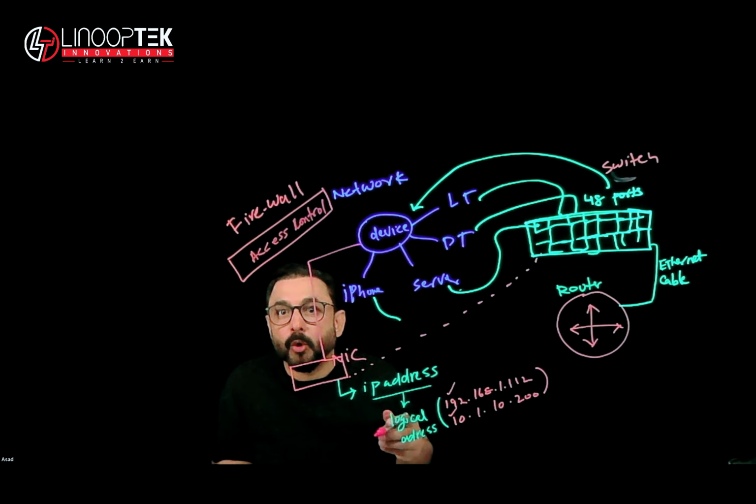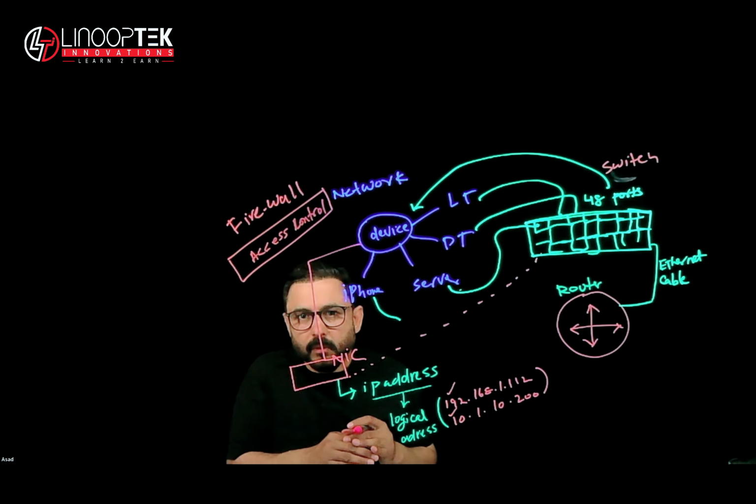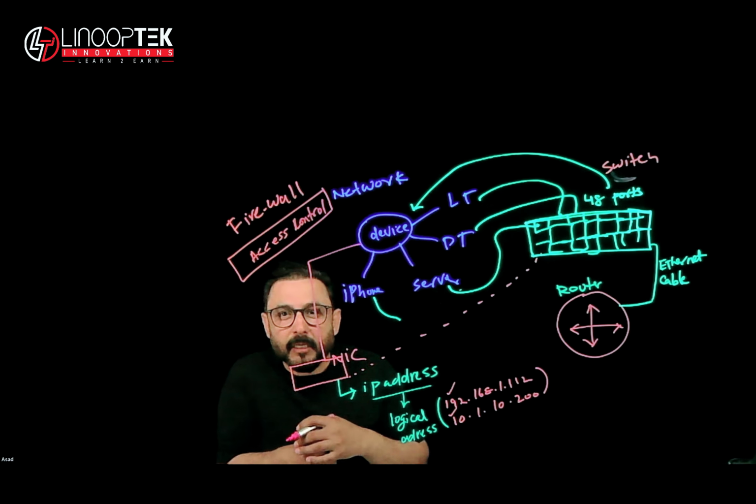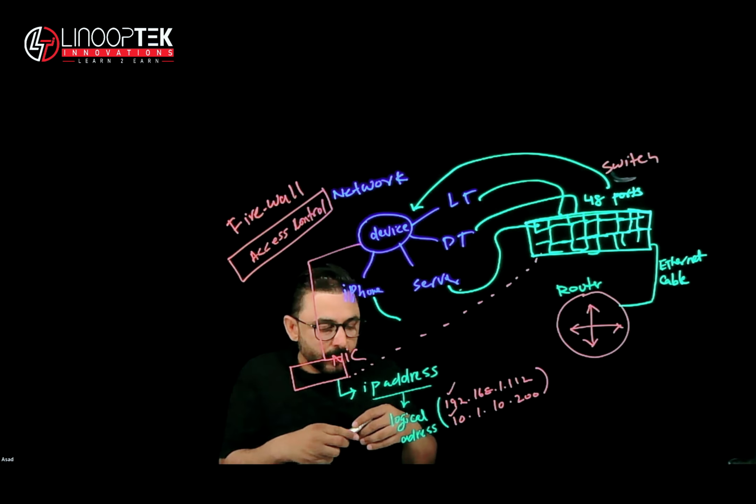What is access control? Who can come to my network? What type of traffic am I letting come into my network?